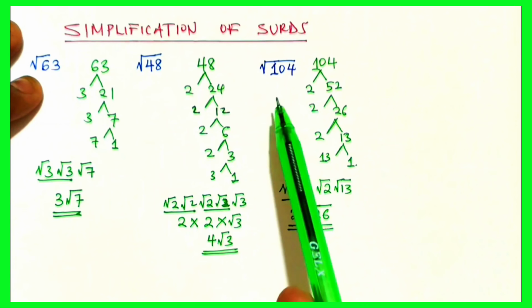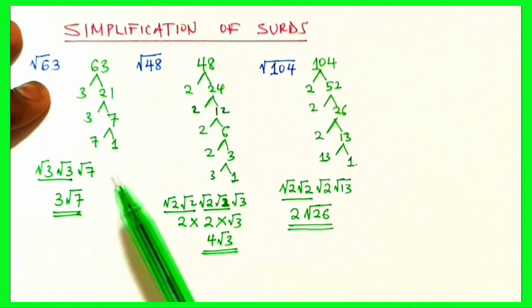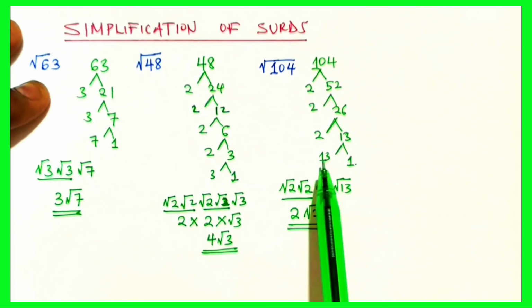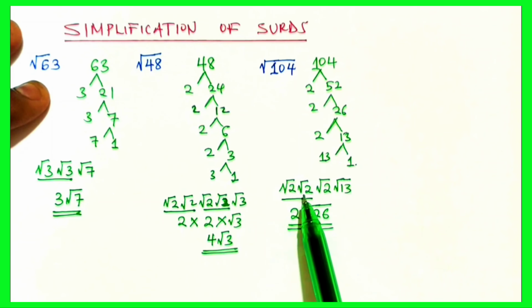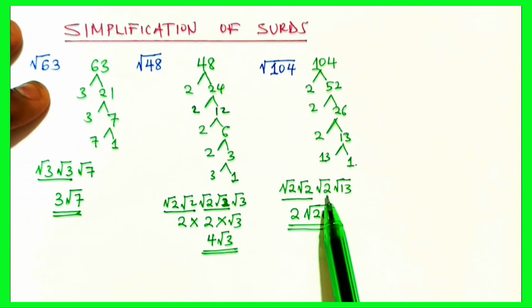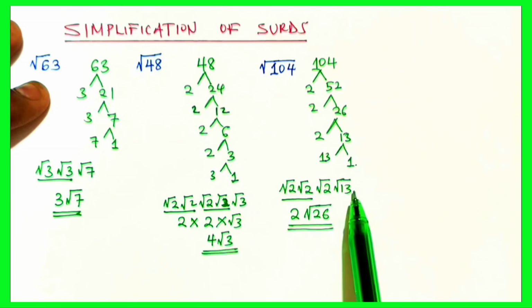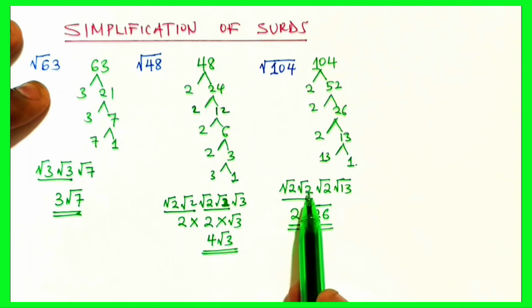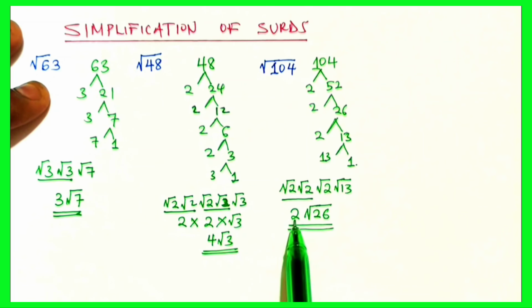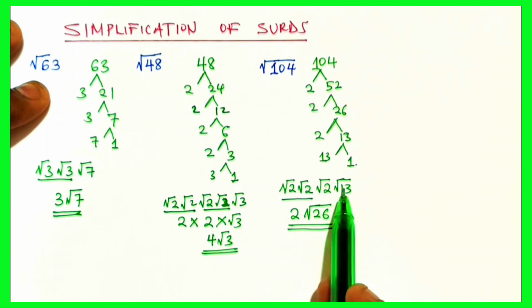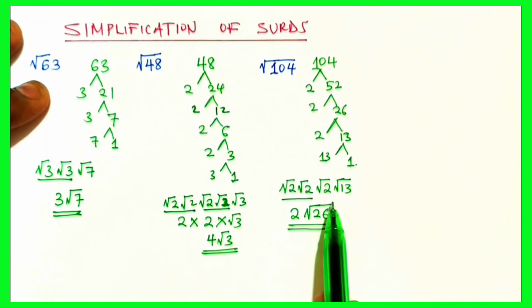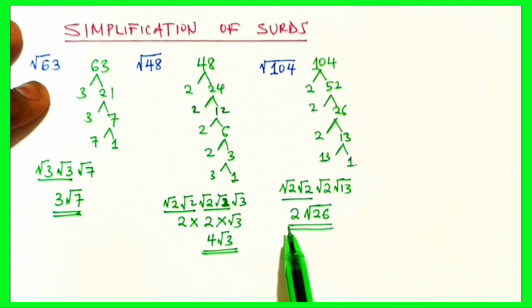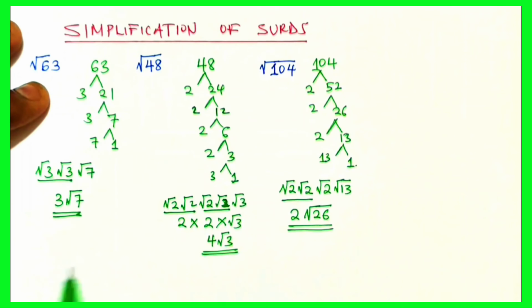Another surd is root 104, and when you consider the prime factorization, you end up with root 2 multiplied by root 2 multiplied by root 2, and then multiplied by root 13. Root 2 multiplied by root 2 is 2, which is a rational number. But since there's nothing you can do to the other remaining roots, you combine them again to end up with root 26. So the solution here is 2 root 26.